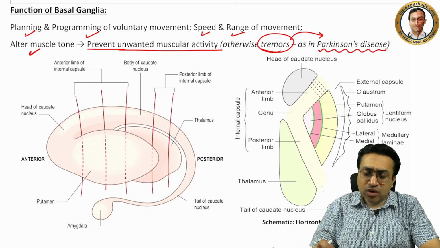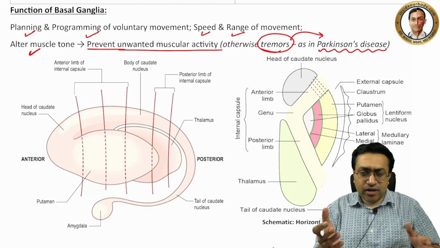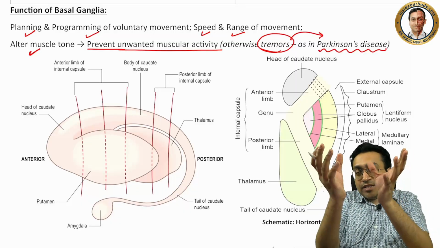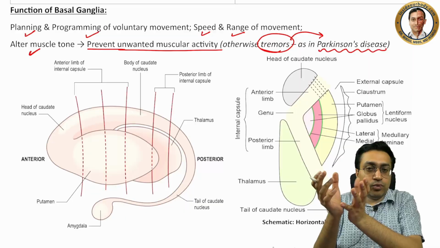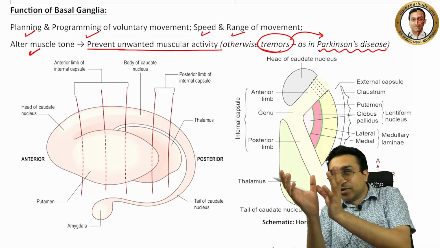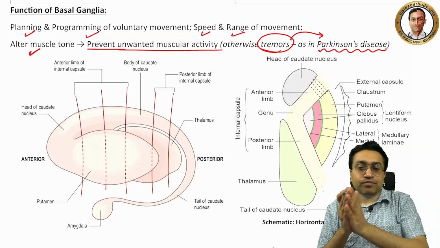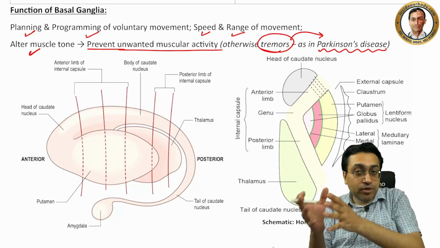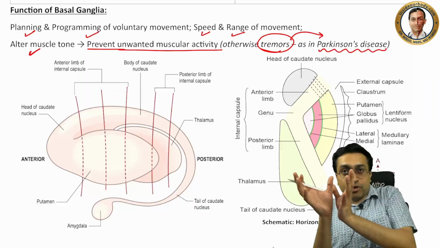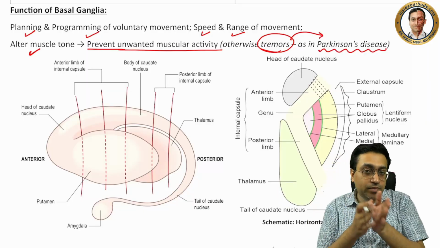Now just an example, you play cricket, you might remember a bowler. Suppose he has to catch a ball, now what will he do? His basal ganglia will get activated. He will plan where should I keep my hand. He should program the movement, this is a voluntary movement, right? So planning and programming of the voluntary movement is done by the basal ganglia.